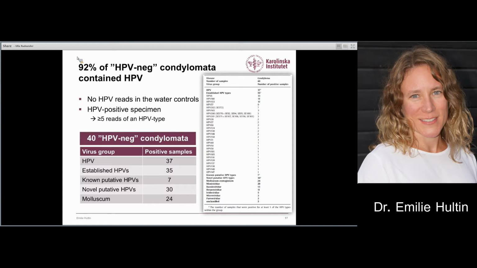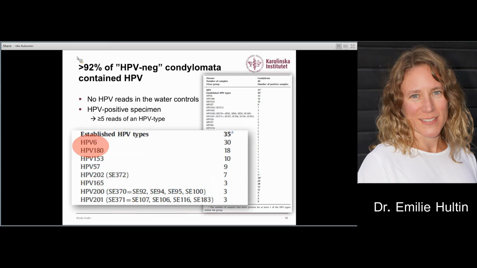In addition, molluscum contagiosum, another virus that causes warts, was also detected in more than 50% of the samples. And it is known that it's quite common with co-infection between HPV and molluscum. In the table to the right here, we see all the different HPV types that were detected. And if we just look at the top of the table, we see the most common ones in this study.